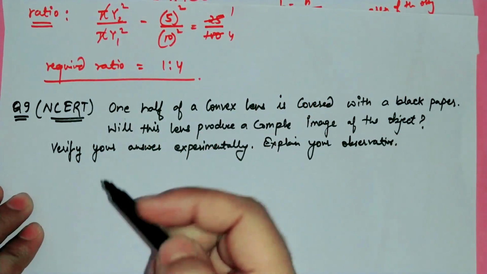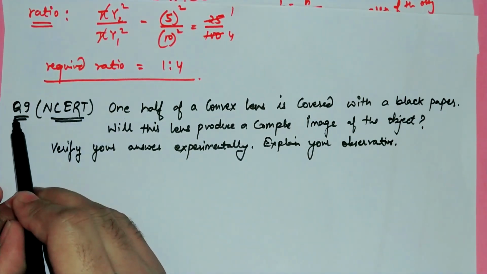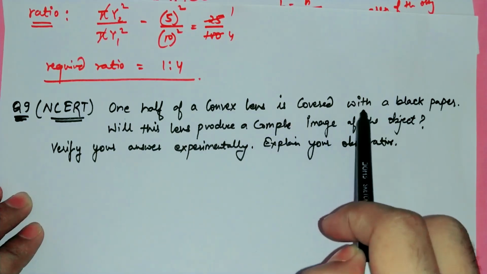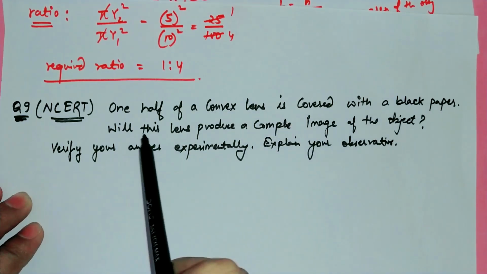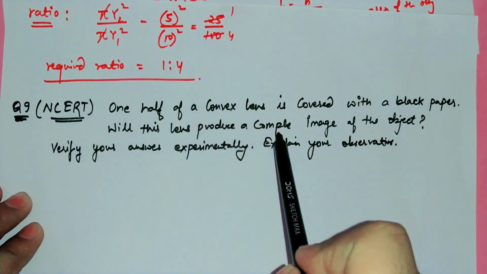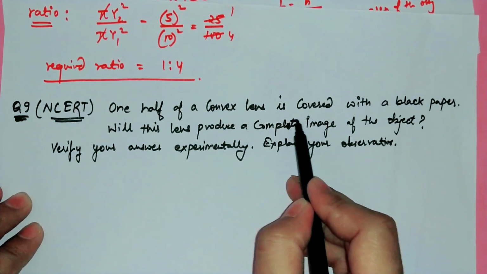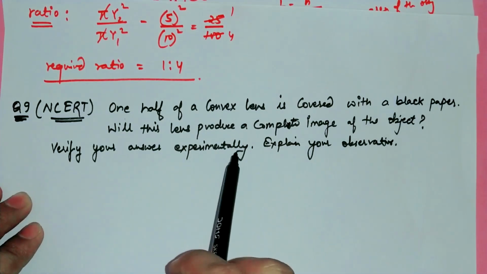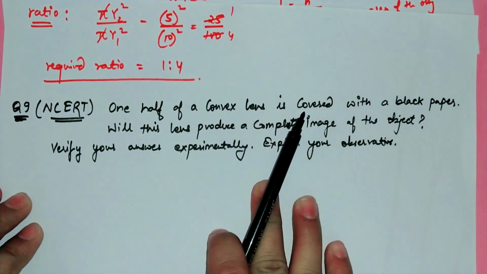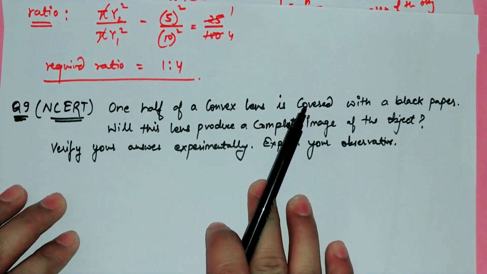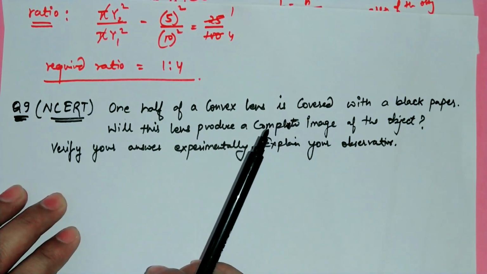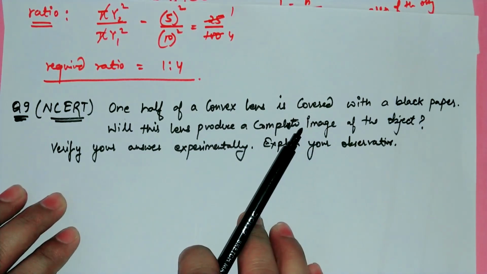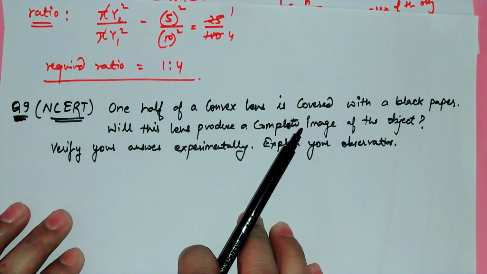Now the next question from NCERT, question number 9. It is given that half of a convex lens is covered with a black paper. Will this lens produce a complete image of the object? Verify your answer experimentally. Explain your observations. So suppose we have a convex lens and half of its portion is covered with a black paper. So no light will pass through this paper. So will the image form?